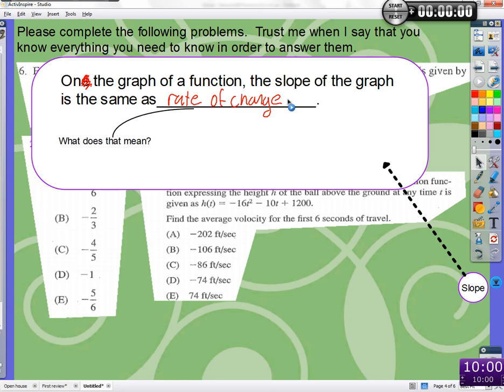Rate of change. Okay, so now, what does that mean? How can we define rate of change? Velocity is an example. It's a ratio comparing x to y. X to y or y to x?